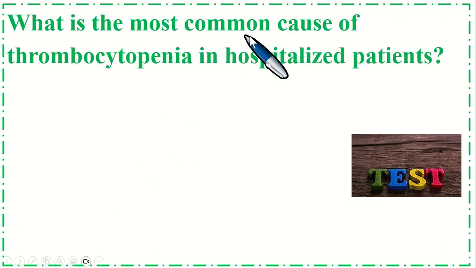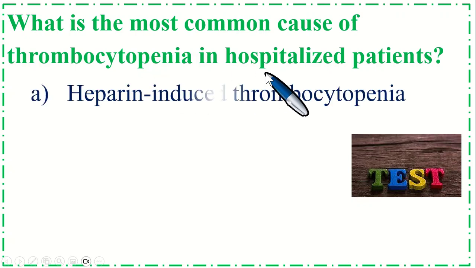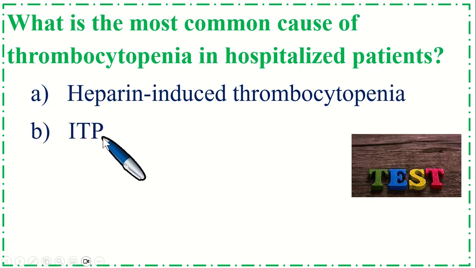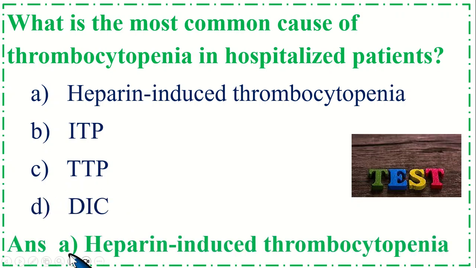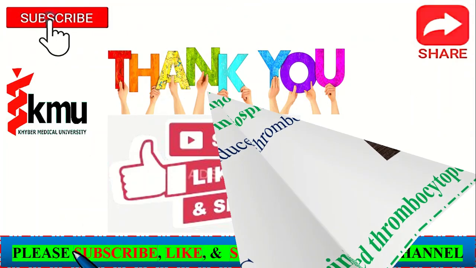What is the most common cause of thrombocytopenia in hospitalized patients? Option A, heparin-induced thrombocytopenia, B, ITP, C, TTP, and option D, DIC. So the correct option is A, heparin-induced thrombocytopenia.